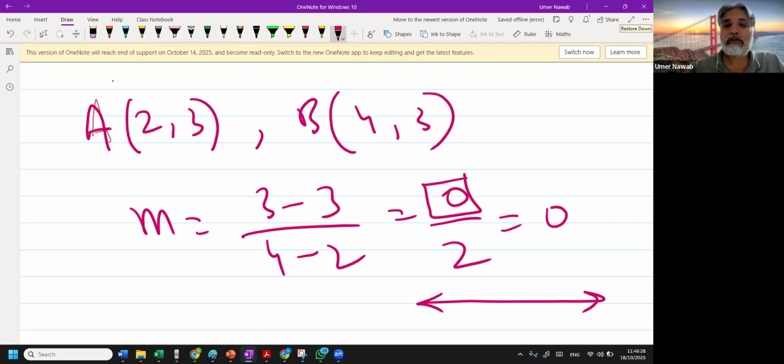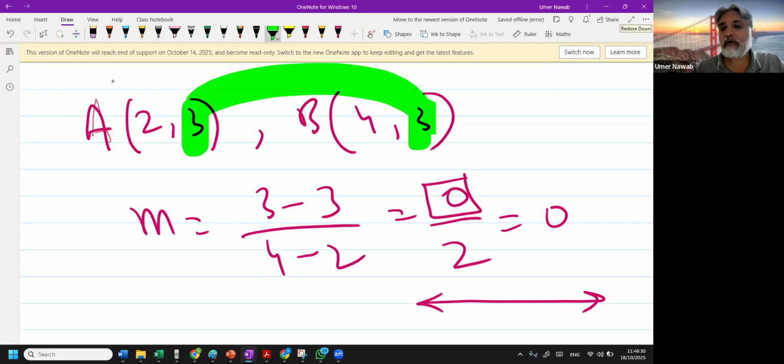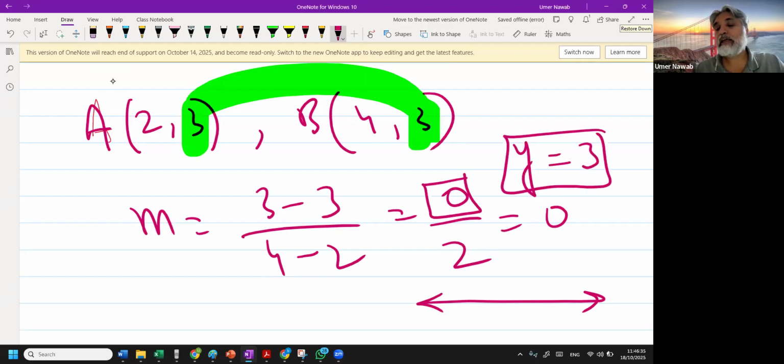What is the equation of the horizontal line? Can you check that? Your y coordinates are the same. So you will say that, Mr. Omar, y is equal to 3 is the equation of the line because its gradient is 0.